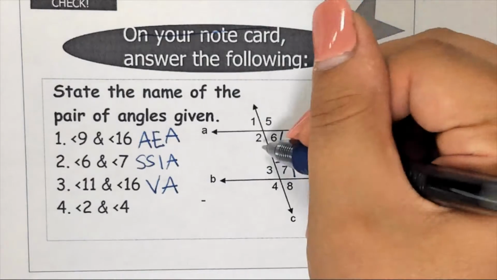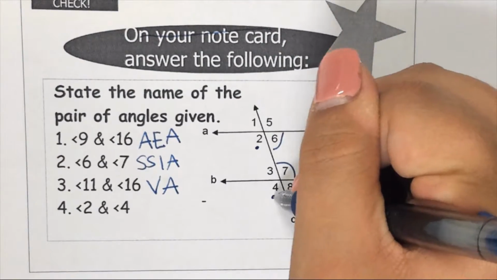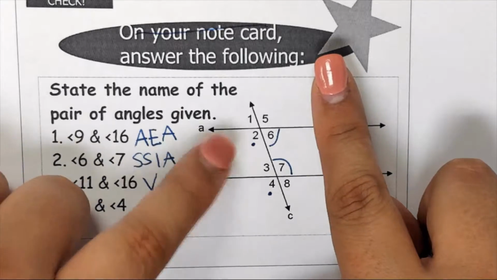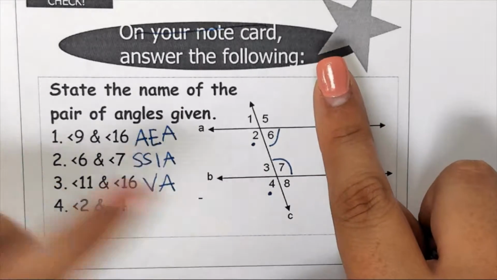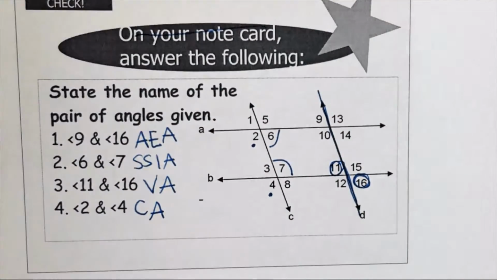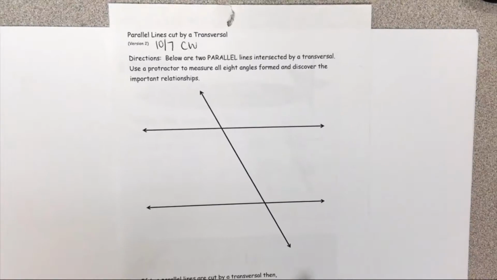And then last but not least, 2 and 4. Here's 2. Here's 4. C is my transversal. And they're on the same side. One's inside, one outside. So they are both in the bottom left-hand corner. That's corresponding angles. All right, if you can pass this worksheet out.